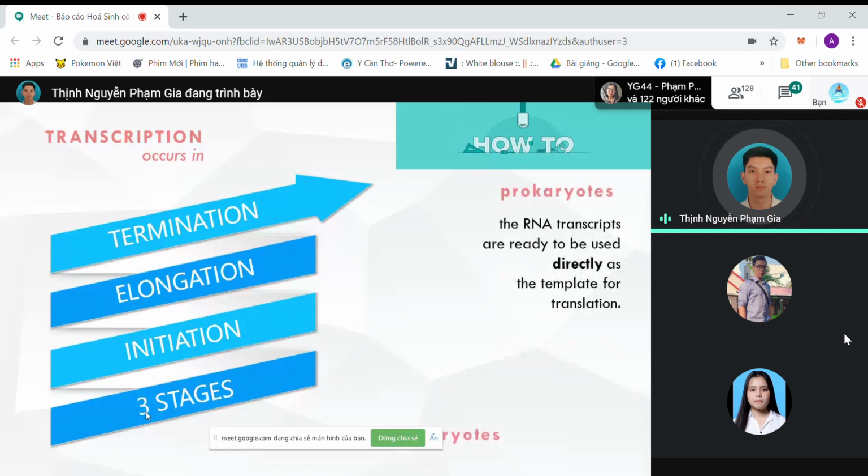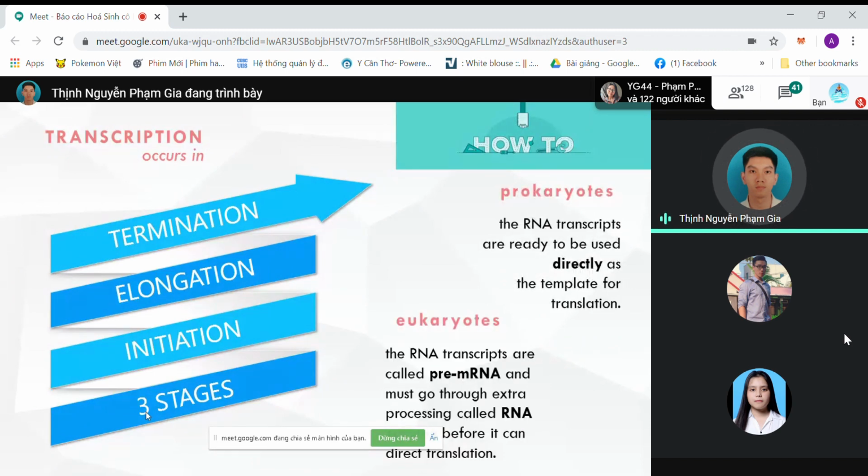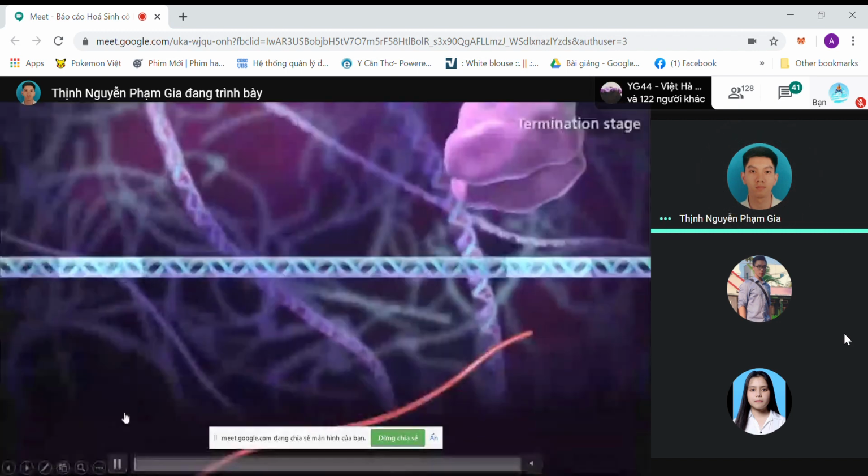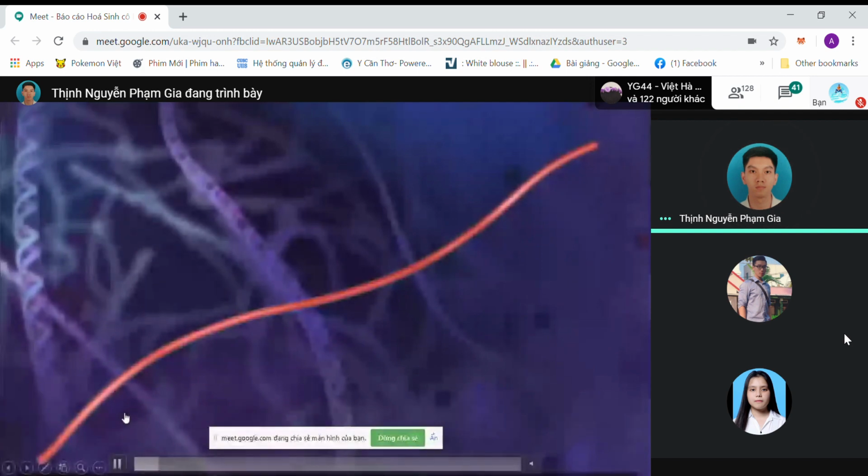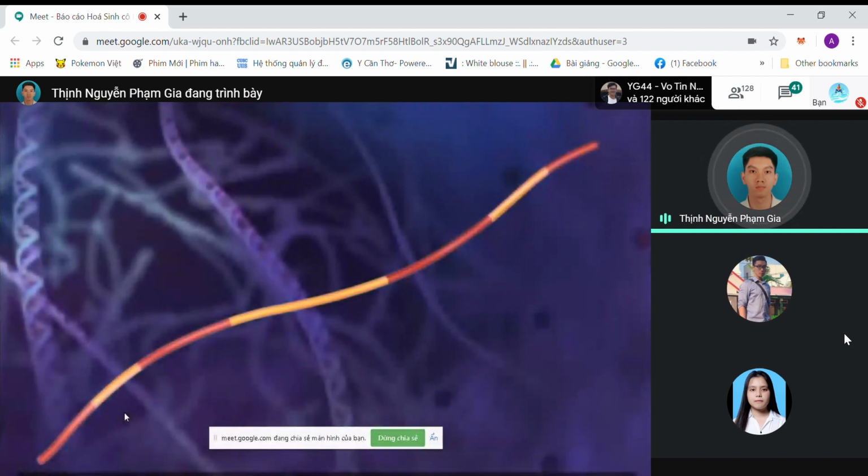Now there are some differences in processing mRNA we have to note. In prokaryotes, the RNA transcripts are ready to be used directly as a template for translation. And in eukaryotes, the RNA transcripts are called pre-mRNA and must go through an extra process called RNA splicing before they can direct translation. For the particular process, look at this video. In eukaryotes, the mRNA has many introns and exons.